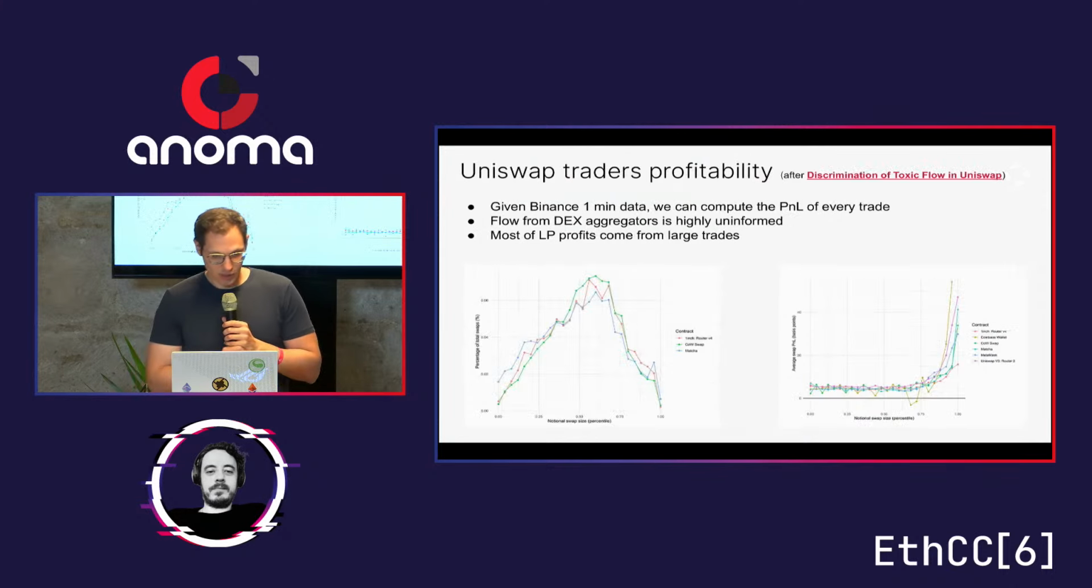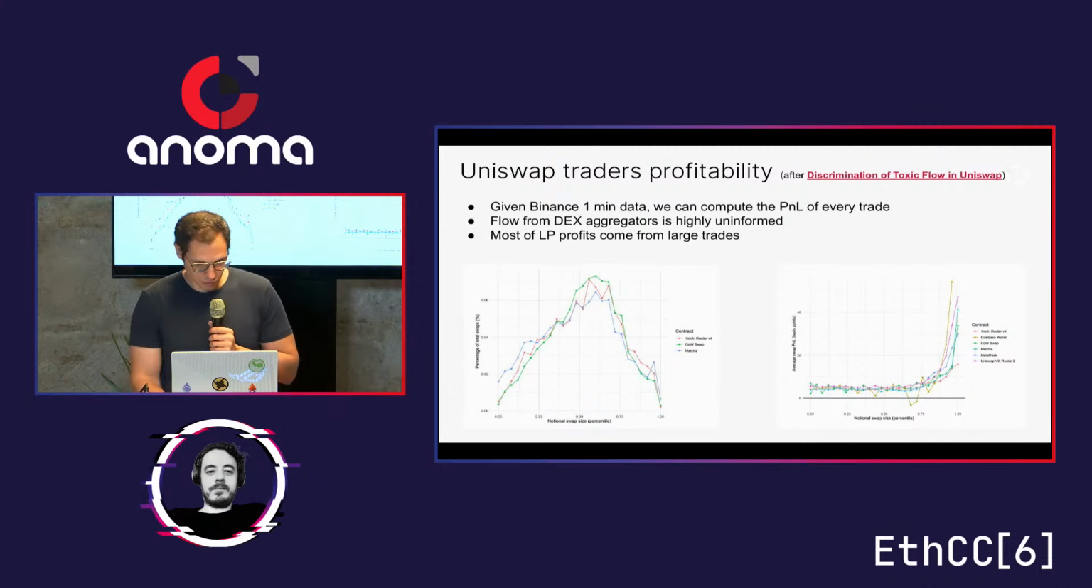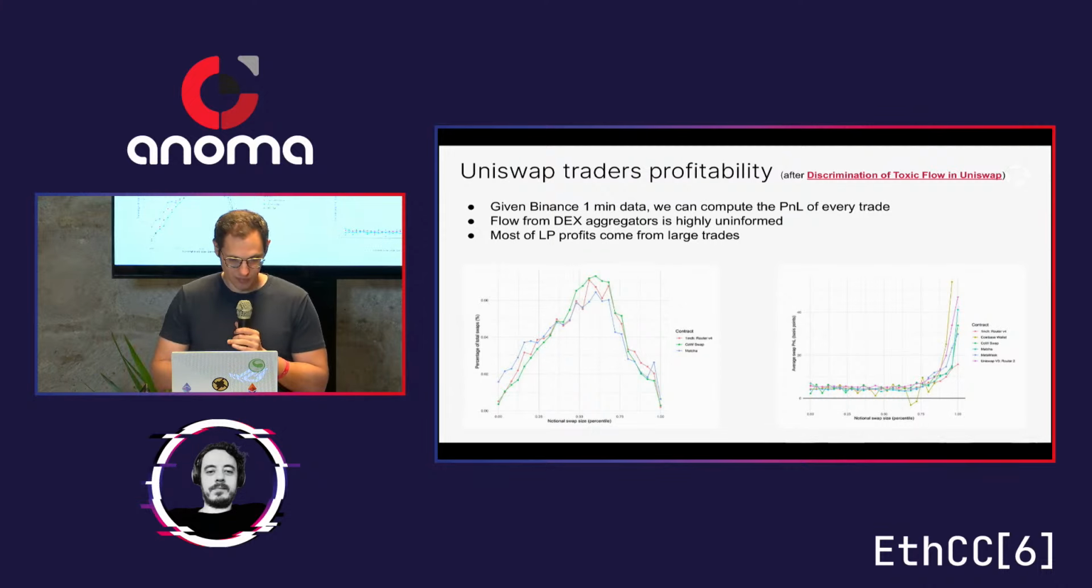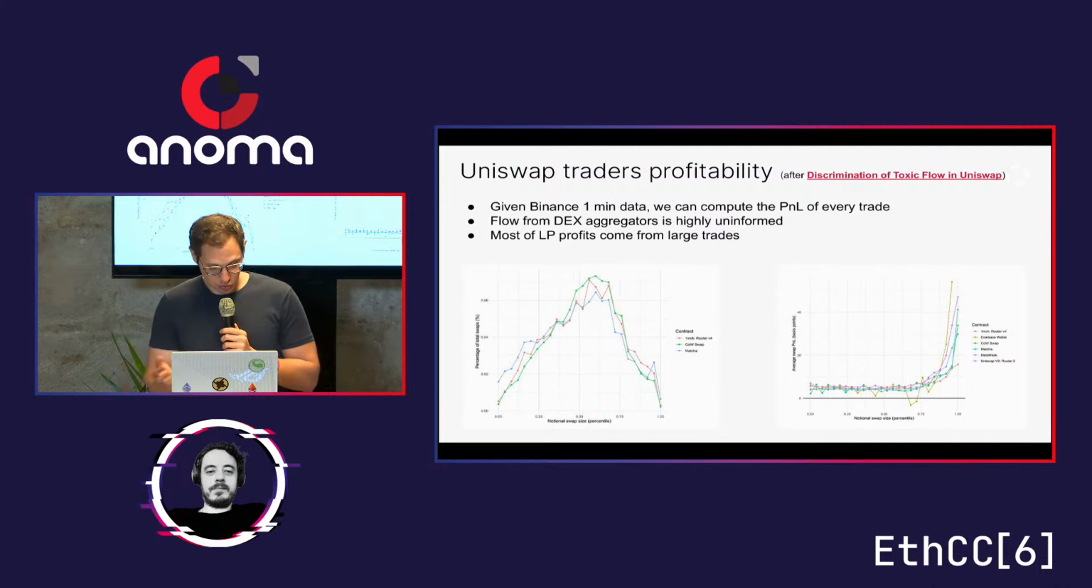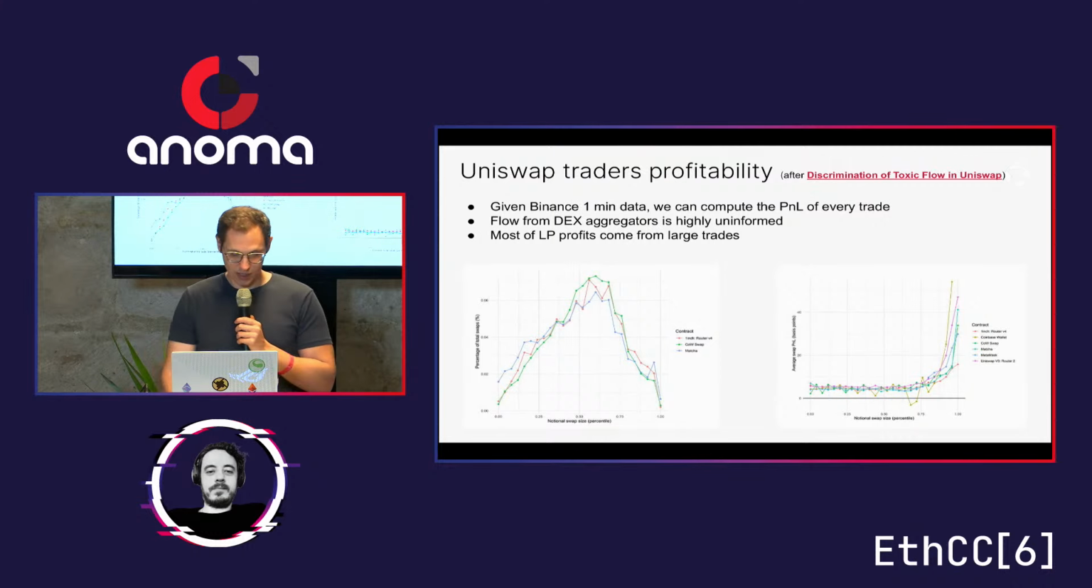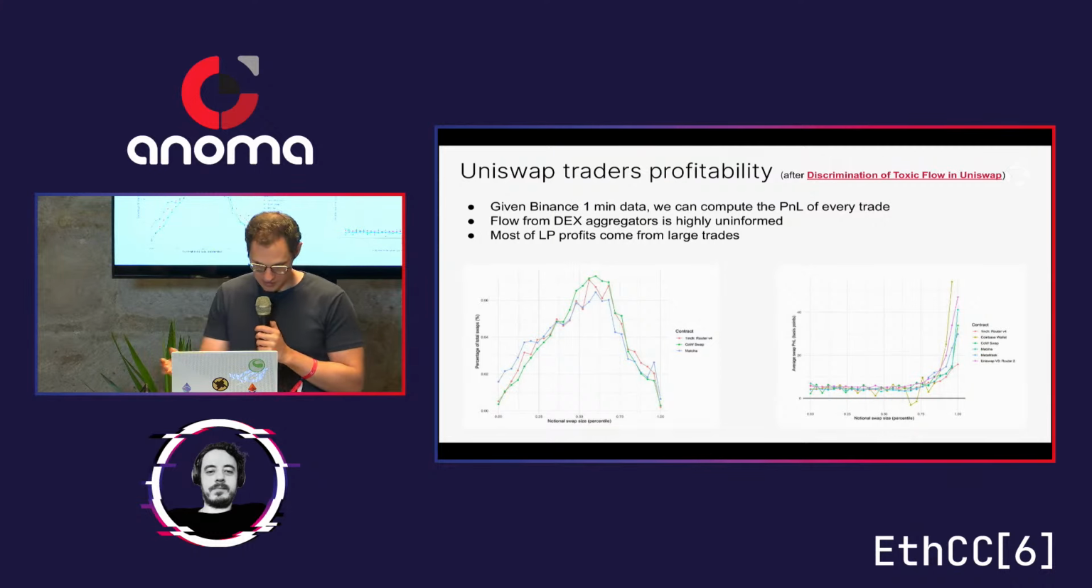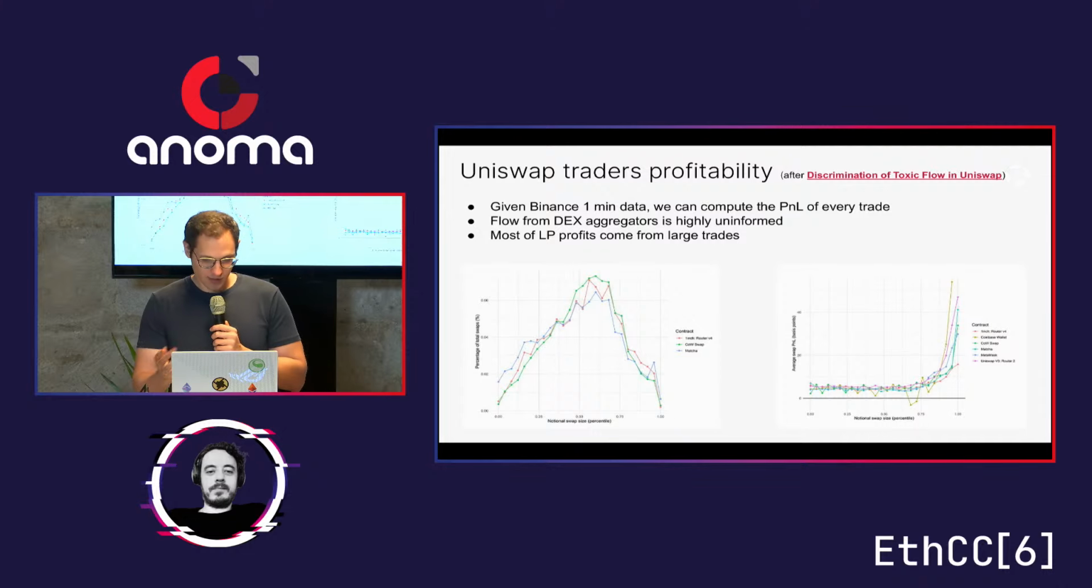And we can compute the P&L of every single trade that happens on Uniswap. And you can see, this is the right chart, the flow from the DEX aggregators. So this is 1inch, 0x, CowSwap, Uniswap router, MetaMask, everyone that aggregates liquidity. This flow is highly uninformed. It means that the LPs are actually making money. These people do losing trades. And the larger the trade, the more profitable it is for the LPs.